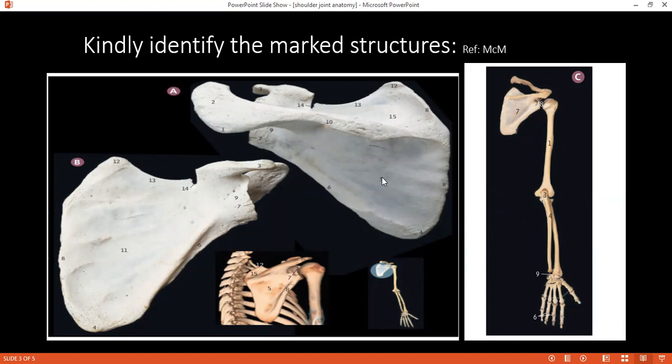What is 5? This is the infraspinous fossa, attached to the infraspinatus muscle. Can you please tell me the origin and insertion of the infraspinatus muscle? The infraspinatus muscle originates from the infraspinatus fossa and inserts into the greater tuberosity, and the supraspinatus from the supraspinatus fossa and inserts into the greater tuberosity.